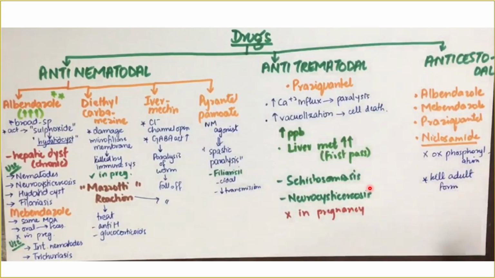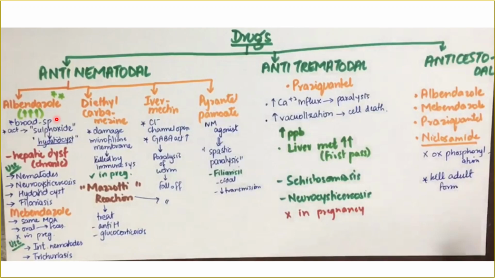Lastly we have anti-cestodal drugs, and the same drugs are used for the treatment: albendazole, mebendazole, praziquantel, and niclosamide. Niclosamide inhibits oxidative phosphorylation, and that kills the adult forms of the worm, and this leads to a decrease in the number of worms.